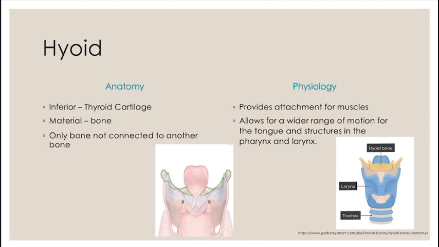The hyoid is the only bone not connected to another bone in the body. It's just superior to the thyroid cartilage, so the thyroid cartilage is inferior to it. It provides attachment for multiple muscles and also allows for a wider range of motion for the tongue and the structures of the pharynx and the larynx because it's so movable.